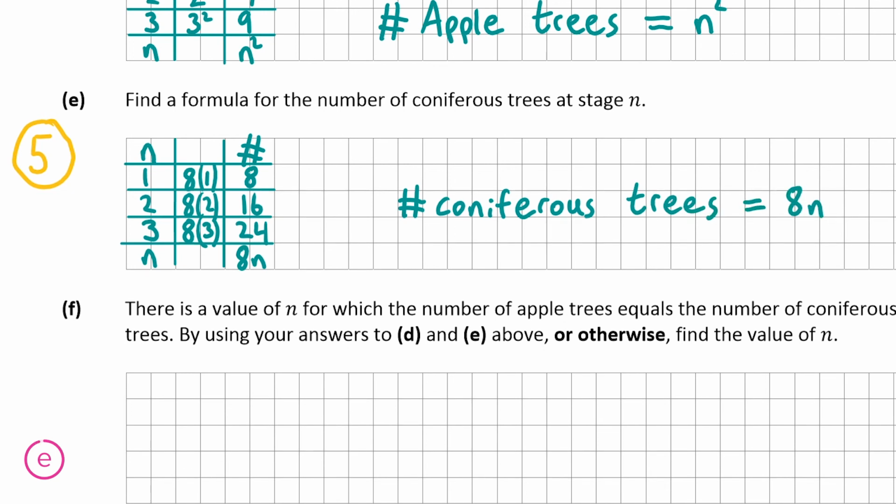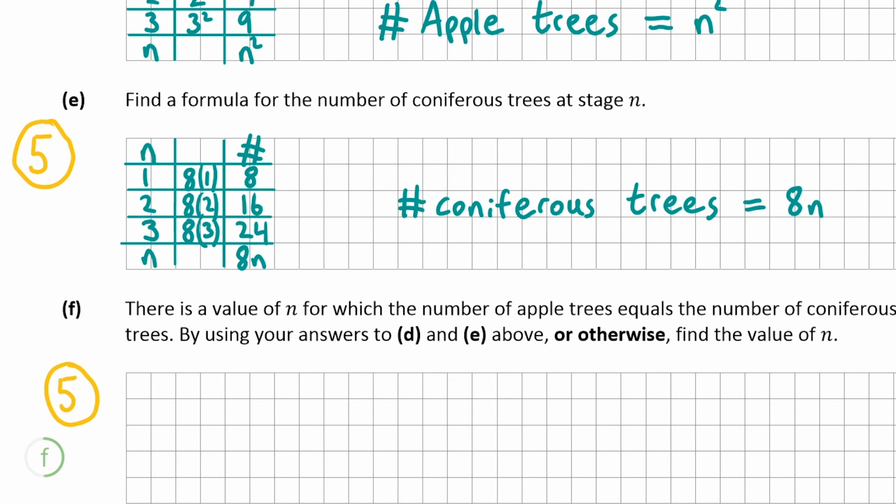Now let's move on to the final part of the question, part F, which is worth 5 marks as well. It's telling us that there is a value of n for which the number of apple trees is the same as the number of coniferous trees. We can use our answers from parts D and E, or otherwise, to find that value of n. In other words, it's asking at what stage of the pattern there are the same number of apple trees in the orchard as coniferous trees.